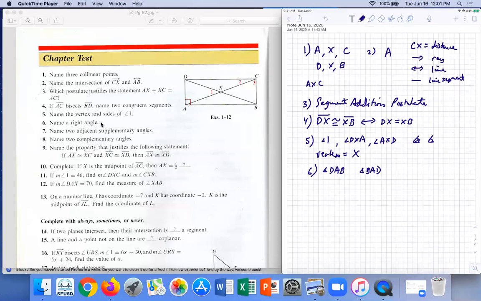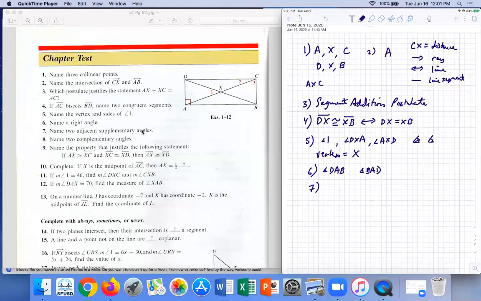A right angle has a measurement of 90 degrees. You might as well go through them. An acute angle is less than 90, right? So like DAX and XAB, those would be acute angles because they add up to form 90. So they would each be acute. You have obtuse angles, which are greater than 90. And then you have straight angles, which form a line. So like angle AXC, that would be a straight angle. All right. Name 2 adjacent supplementary angles.